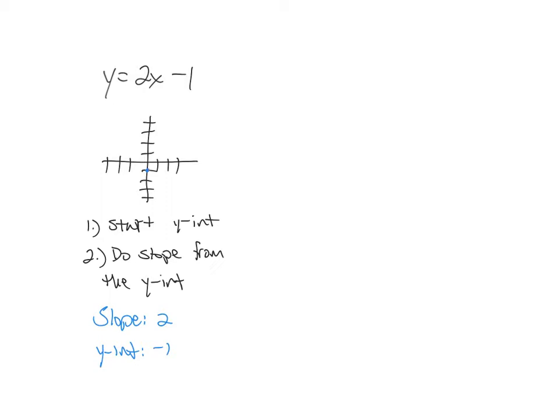So -1 on the y-axis. And if the slope is a whole number like this one, you can make it 2 over 1. So if you have a change in y and change in x, I go up 2 because that's the y direction, over 1, that's the x direction, and I have my 2 points.